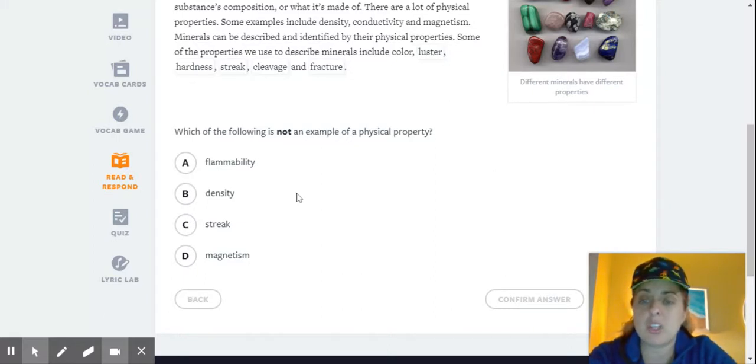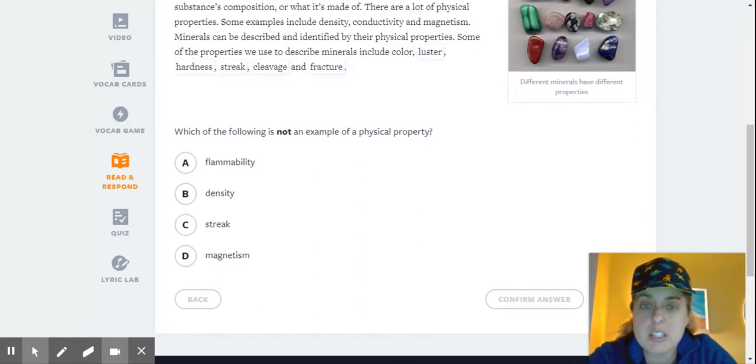Okay, so we're looking at magnetism, streak, density, and flammability. So when we were reading, I want to go back to some of those properties that are listed. So let's go into the text again.